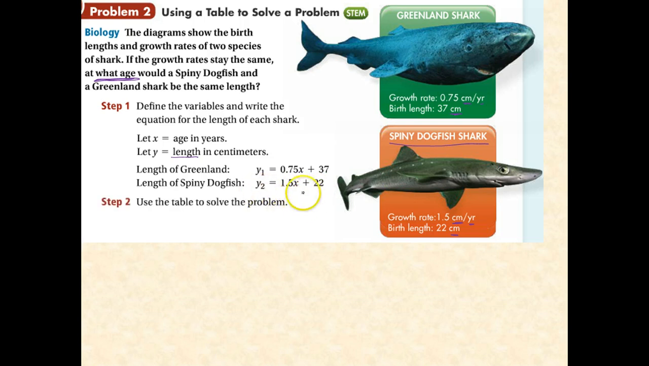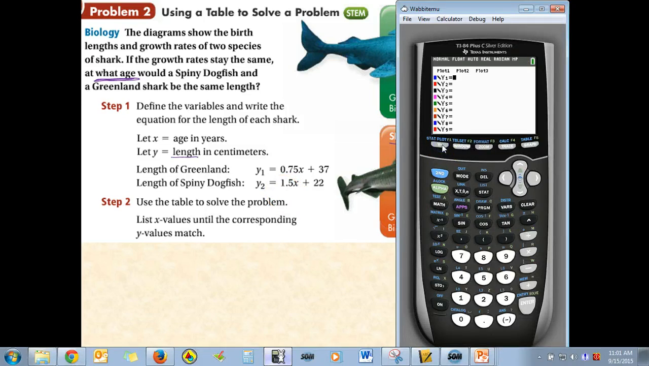Now we can use the table to solve this problem. So y1 equals 0.75x plus 37, and y2 is 1.5x plus 22. And let's go to the table. So, second table. So let's see, when it's 0, y1 is 37, y2 is 22.